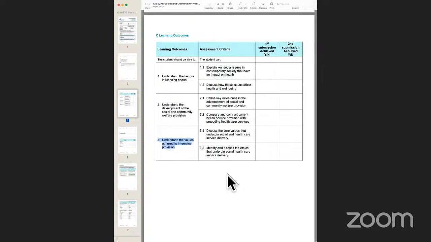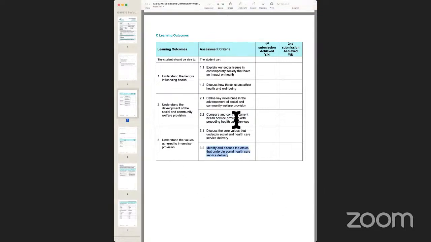How do we interpret this? How do we understand this? And how do you and I then deliver these by keeping in mind and putting into practice these core values while delivering the services to patients? And the second part would be to identify and discuss the ethics that underpin how social and healthcare service delivery needs to be looked at, or how it is going to be measured.